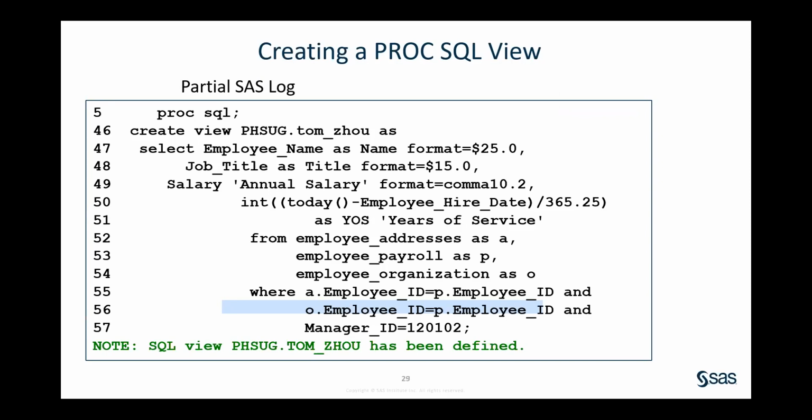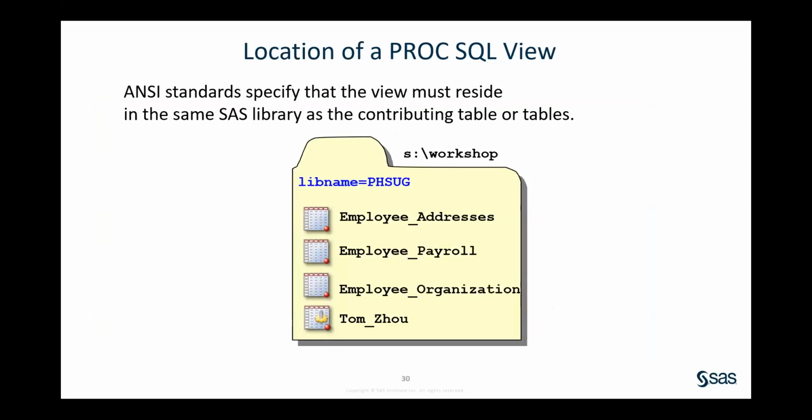And in the view itself, in the select itself, this is essentially a SQL query. It's just a join. We're joining the 3 tables. On the where clause, you're providing the join condition and also adding a filter for the ID for Tom Zhu, which is 120102, which is 1 row pertaining to him. The view is defined. And the view looks like this.